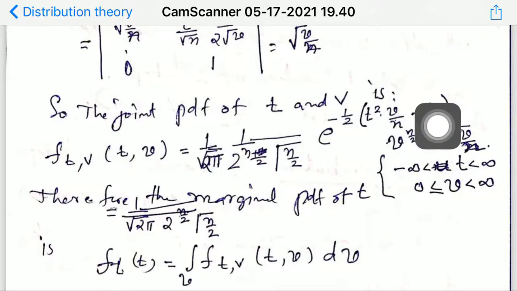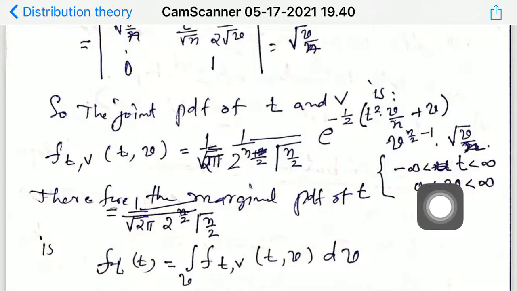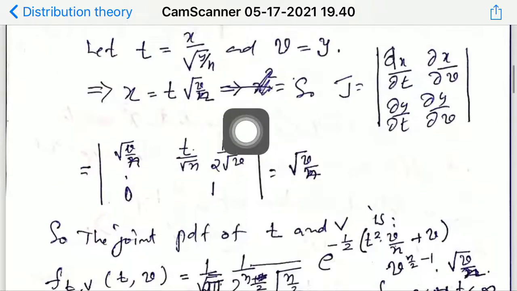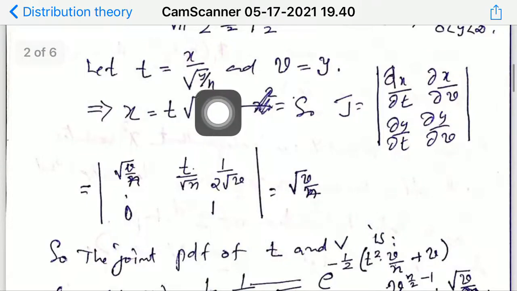this is the joint PDF, and the range is very clear, minus infinity to infinity, because t will vary from minus infinity to infinity because t is equal to, what is t? T is equal to x by root of y by n.